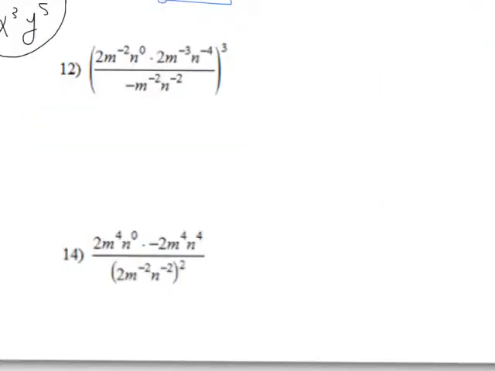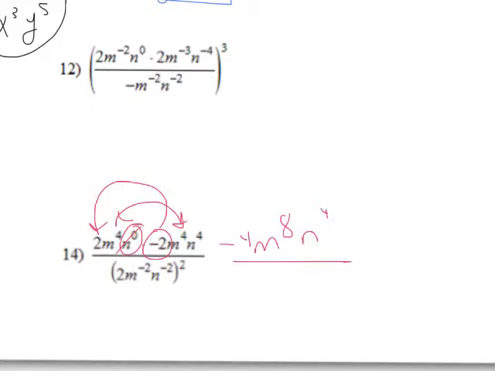This one's actually quite a bit easier in my opinion. This we can just get rid of because it's just 1. I'm going to combine my negative 2 and my 2 here, so I have negative 4. I can combine my m's, so I have m to the 8th and m to the 4th on top, over 2 squared, which is 4, m to the negative 4, n to the negative 4.